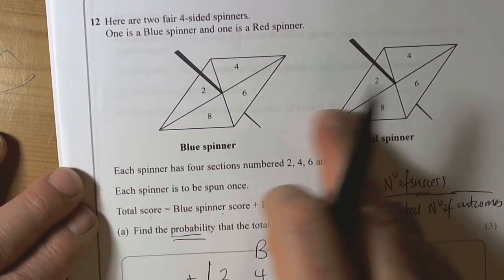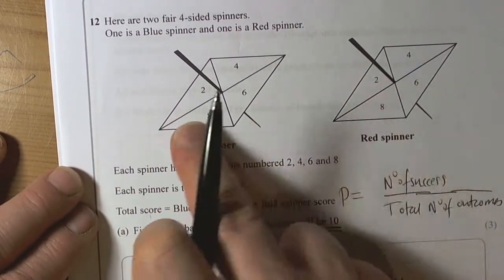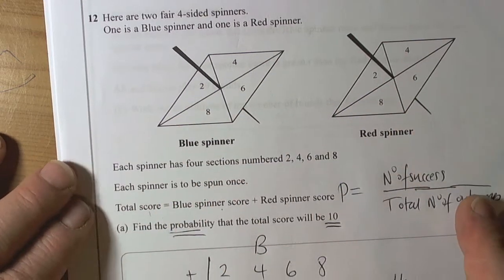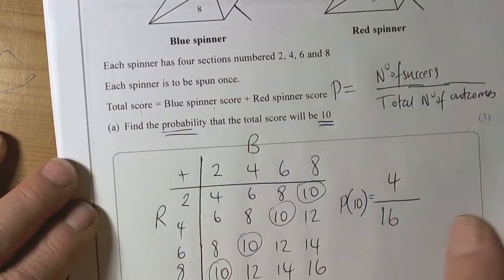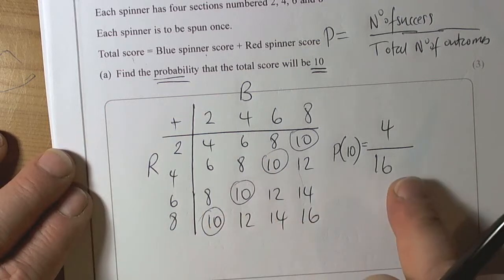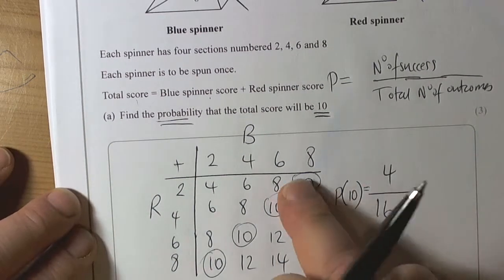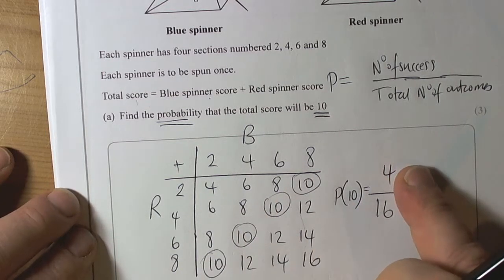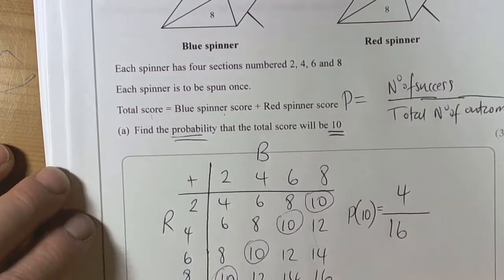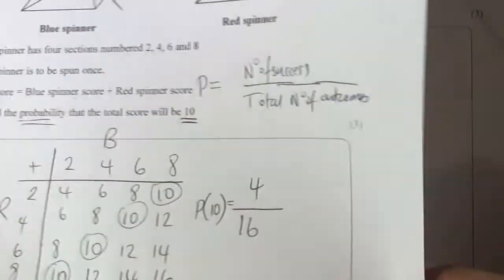So for these kinds of problems with two things happening, like spinners or dice, or coins, drawing out a two-way table with all the possible outcomes makes it clear what the number at the bottom of the fraction has to be, the total number of outcomes, and then you can check the table to see how many successes you get. So that's how you could have answered that part of the question.